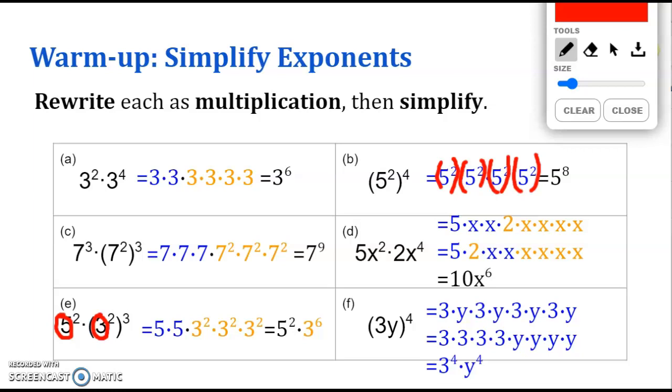3 squared is 3 times 3 times 3 times 3 times 3 times 3, which is 3 to the power of 6. So notice that when the bases are different, you can't simplify those. You need to keep them separate.